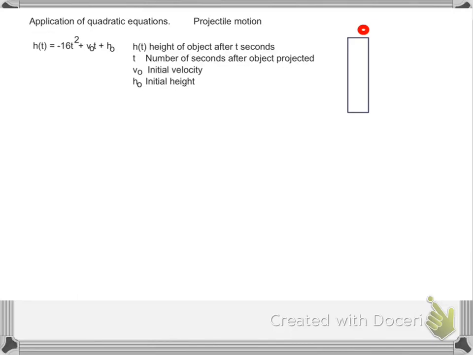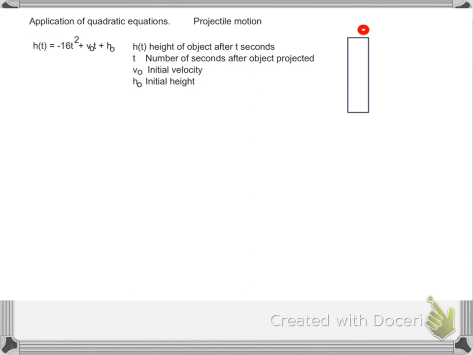Projectile motion is a very common application of quadratic equations and quadratic functions. Projectile motion just simply means that we've set some sort of object into motion. You might shoot a guy out of a cannon, or you might lob a ball up into the air. In this case, we're going to climb up to the top of a building and throw a ball up into the air.